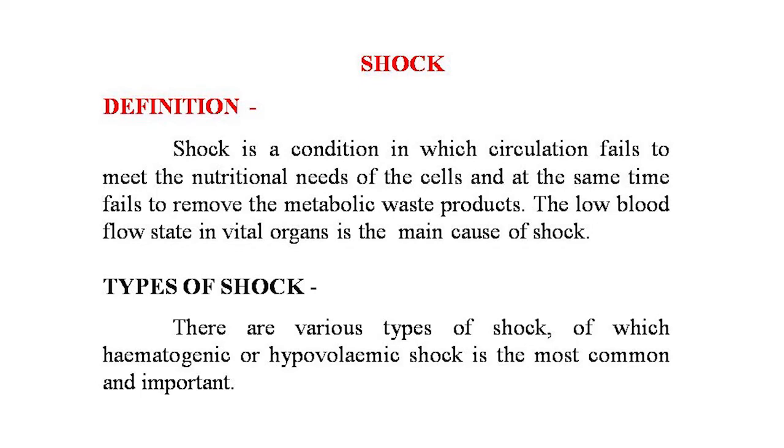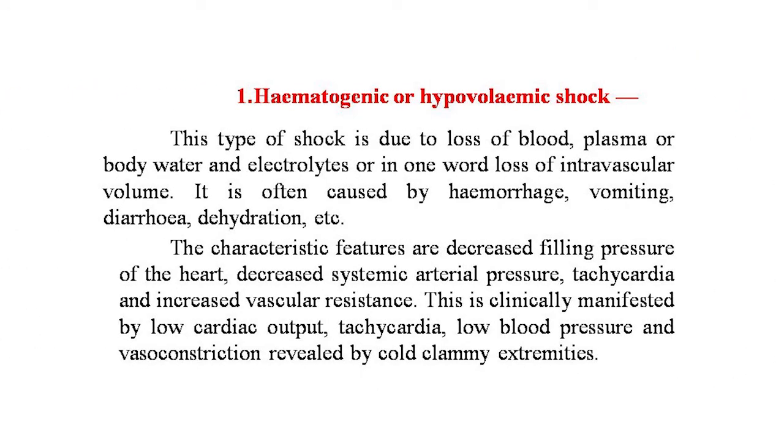First, we start with the haematogenic or hypovolemic shock. This type of shock is due to the loss of blood, plasma or body water and electrolytes, or in one word, loss of intravascular volume. It is often caused by the hemorrhage, vomiting, diarrhea, dehydration, etc. The characteristic features are decreased filling pressure of the heart, decreased systemic arterial pressure, tachycardia, and increased vascular resistance. This is clinically manifested by low cardiac output, tachycardia, low blood pressure, and vasoconstriction revealed by cold, clammy extremities.